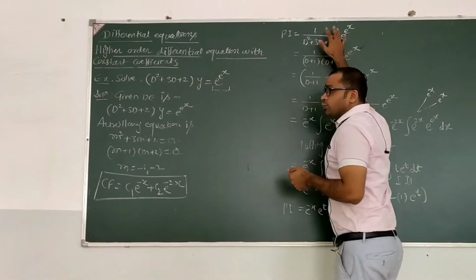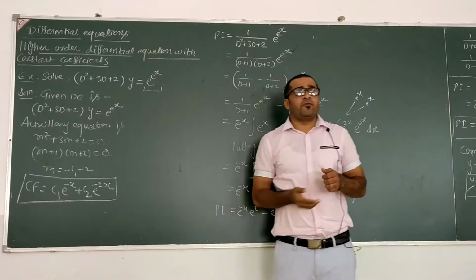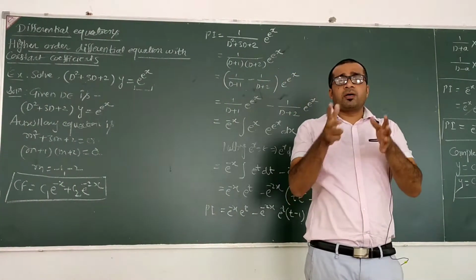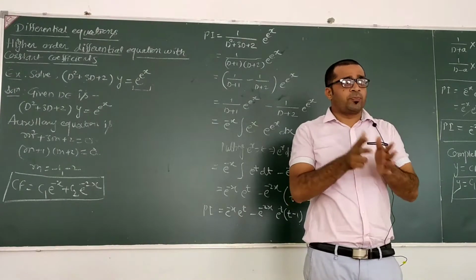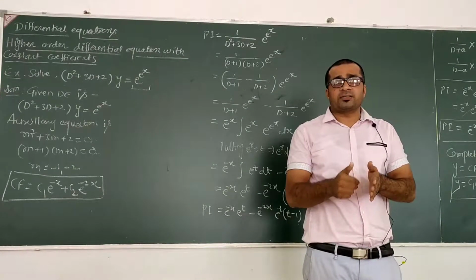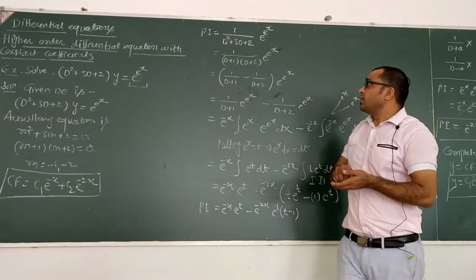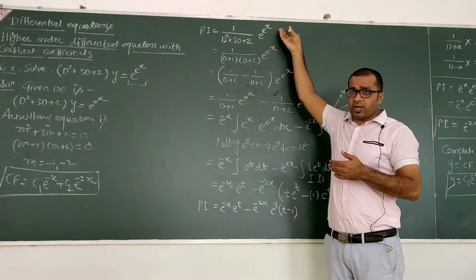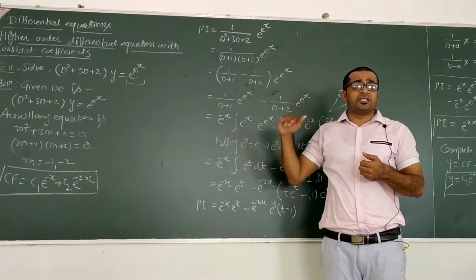Now for the PI, it is 1 upon f(D) times the RHS part. First of all, we have to check whether this PI can be solved by the cases that we have already seen, the short cases to find the PI, that is of e raised to the power ax, then sin x, cos x, then a polynomial. But it does not fit into any case because it is e raised to the power x. Okay, so that's why we will solve this PI by using the general method.